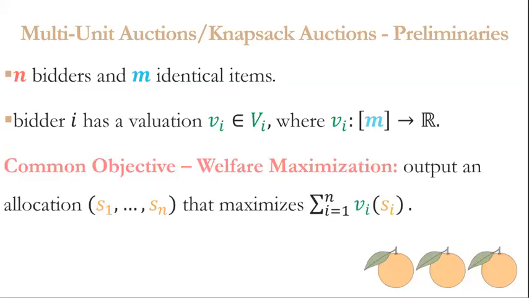And a natural objective function is welfare maximization, which means that we want to allocate the items among the bidders in a way that maximizes the sum of the values of the bidders. So now let's finally explain what is single crossing. For ease of presentation, we will only explain it in the setting of multi-unit auctions, but the real definition is much more general than that.